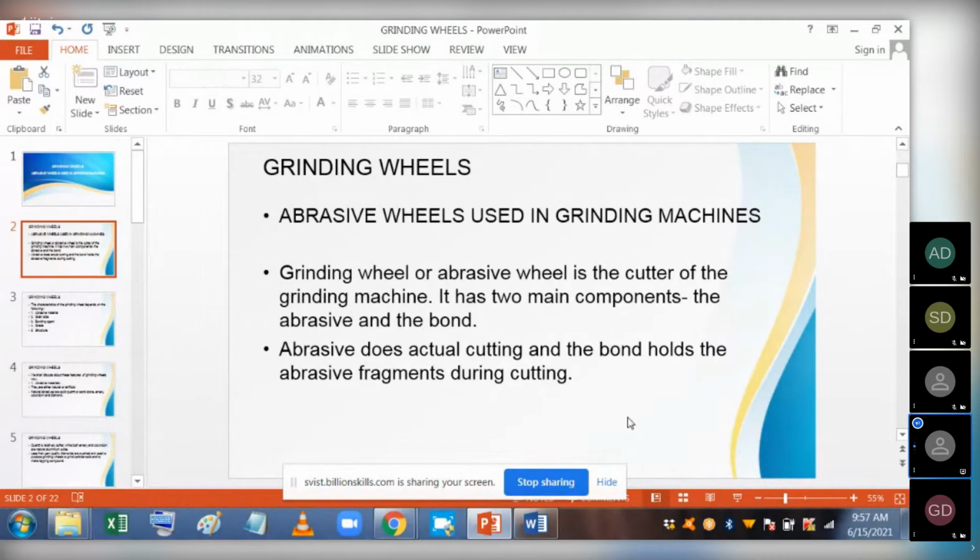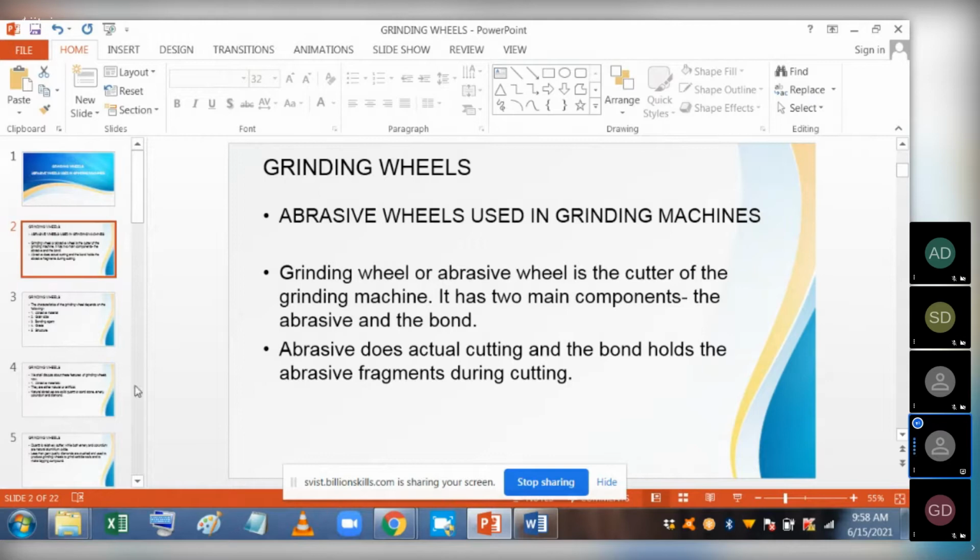Because during cutting, you have seen in the video of the machines that there are flashes coming out. That means a lot of friction is generated and a lot of forces are also coming on the wheels and on the bond. So the abrasive particles must be held together. That is the job of the bond, which is holding the abrasive particles together. Why am I going ahead? Because these slides were already discussed in the class, but I'm taking the opportunity of repeating it again so that it will refresh your memory.